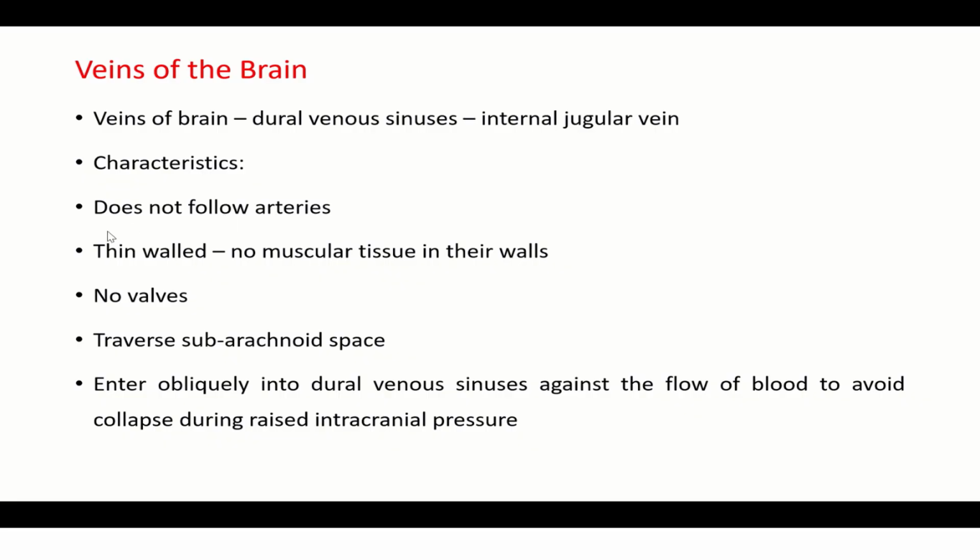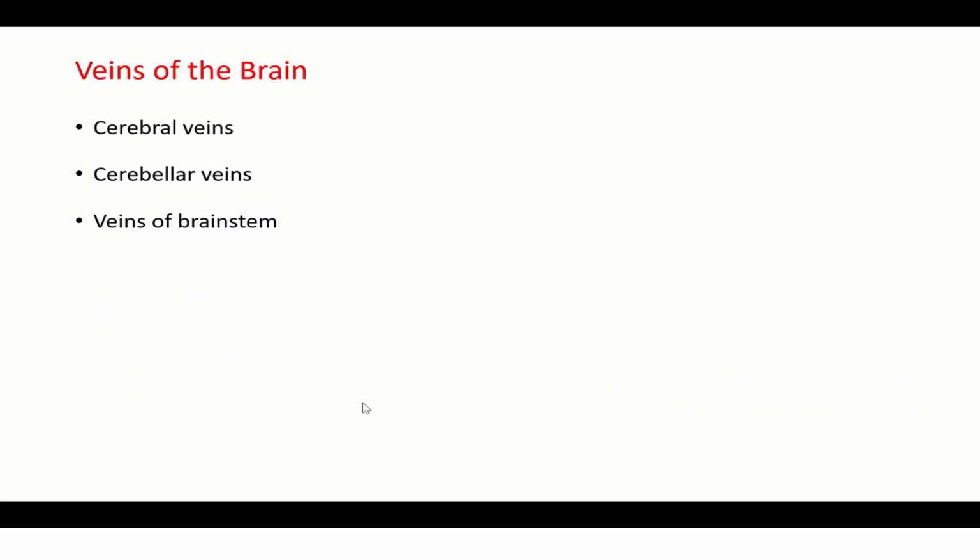So what are they? They do not follow the arteries except the anterior cerebral vein, thin walled, no muscular tissue, no valves, traverse the subarachnoid space, and enter obliquely into dural venous sinuses against the flow of blood. So this will help prevention of collapse during raised intracranial pressure.